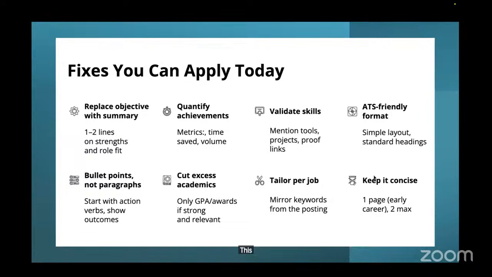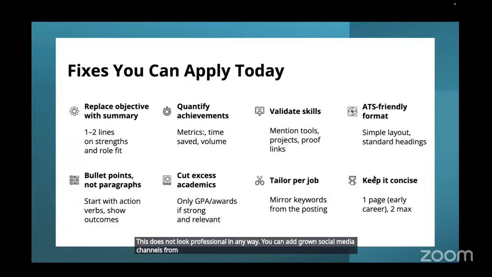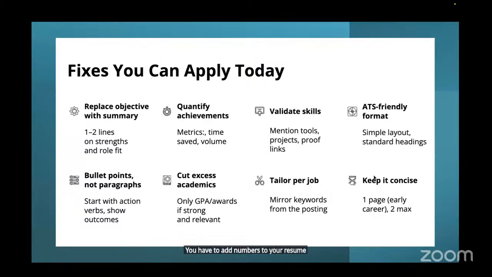This does not look professional in any way. You can add grown social media channels from 0 to 25,000 in 8 months. You have to add numbers to your resume that will boost up your ATS. That is the main thing. Then you have to cut axis.